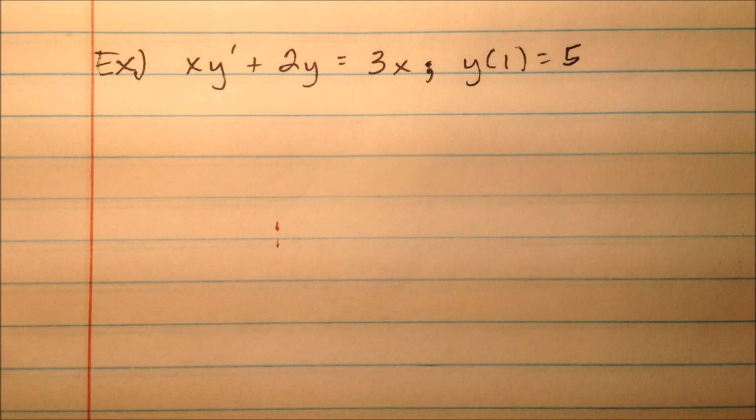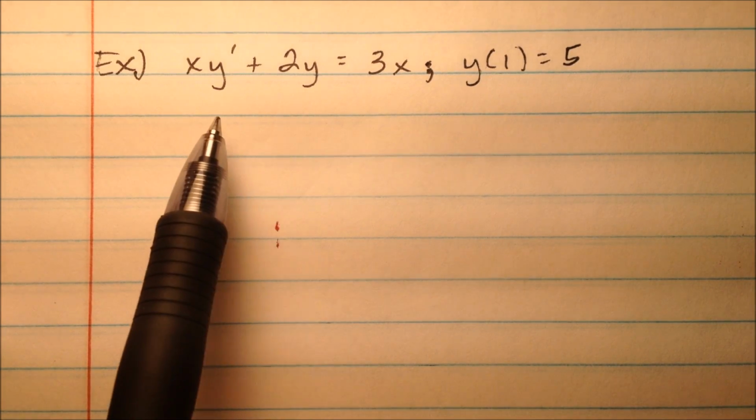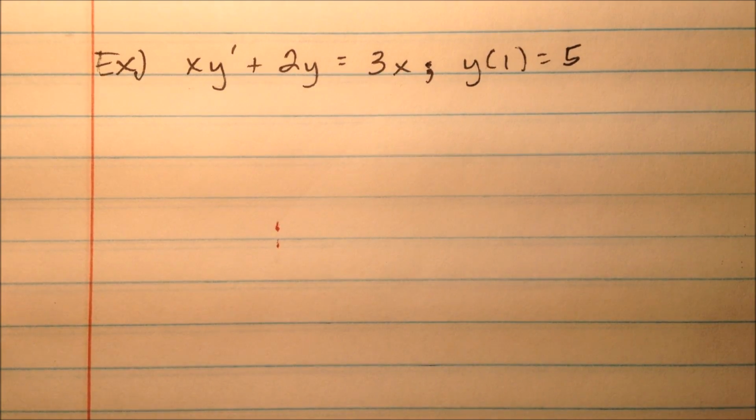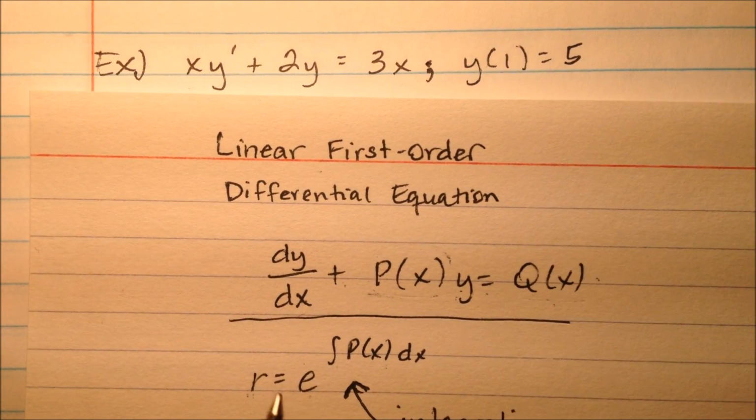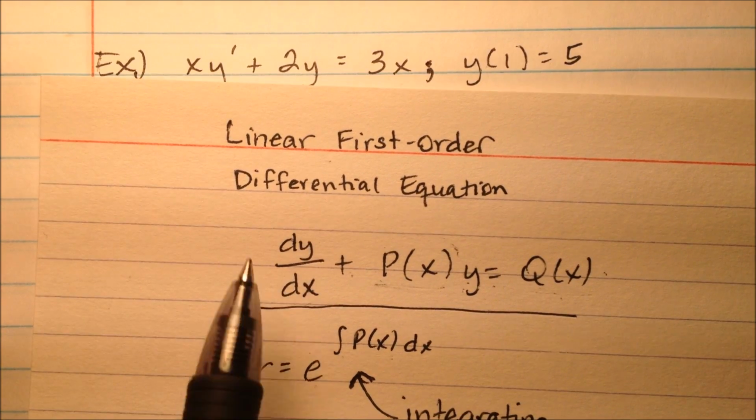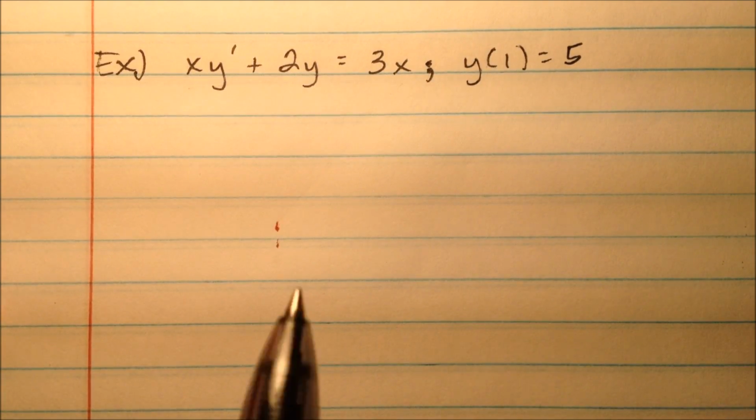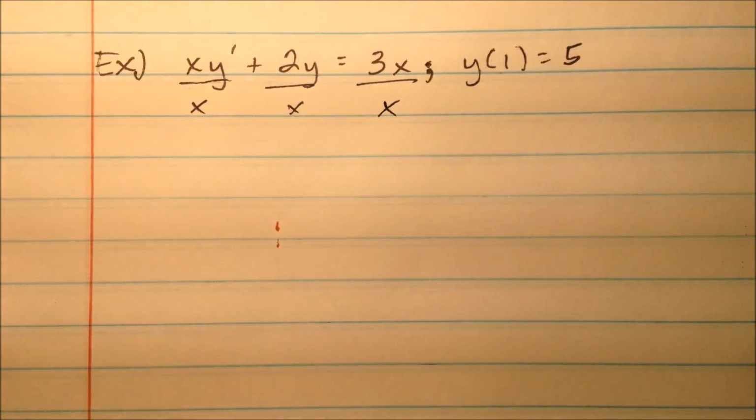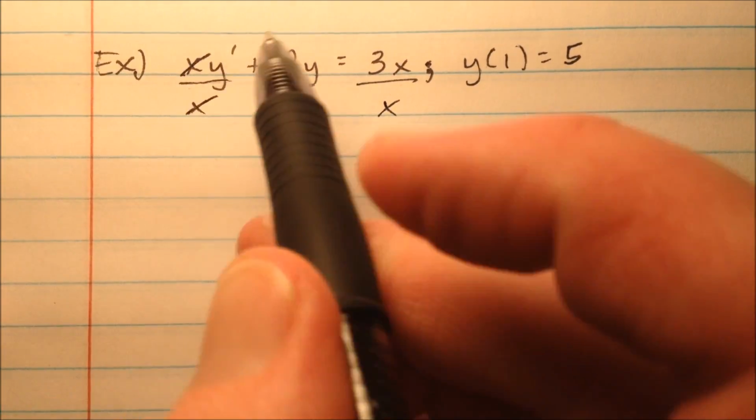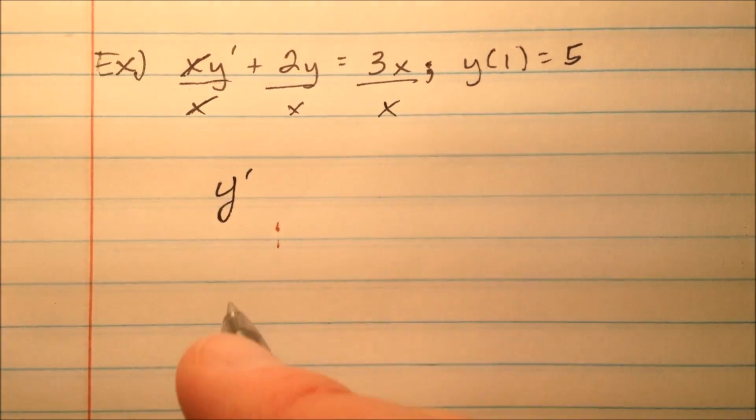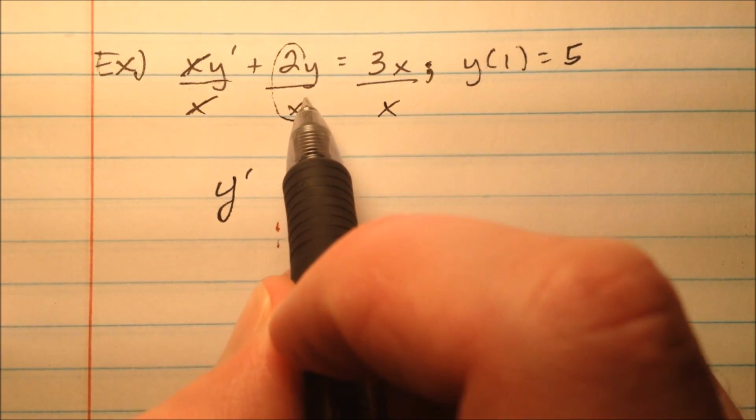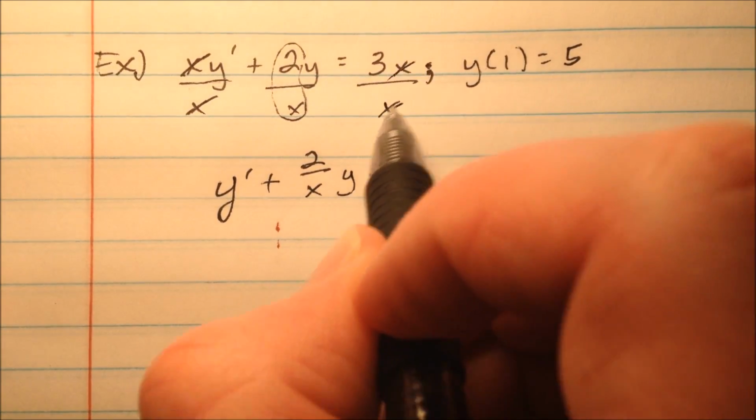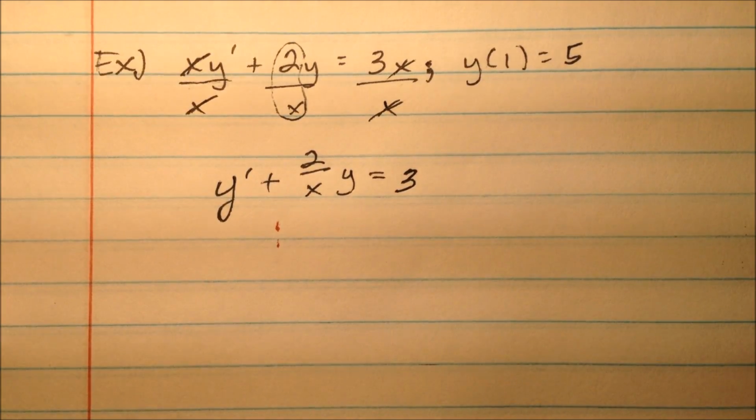So here's a second example for our linear first order differential equations. So we have x y prime plus 2y equals 3x. But this is not in the form it needs to be in, because the y prime needs to be by itself, but we've got an x with our y prime. So we can get rid of that just by dividing every term by x. So in turn, those will cancel, so we're going to be just left with y prime. Here we'll have our 2 over x, so plus 2 over x, y equals, those x's will cancel out, so equals 3.